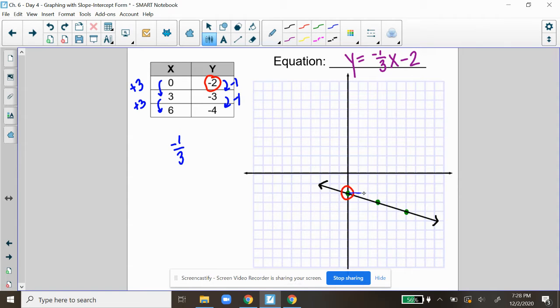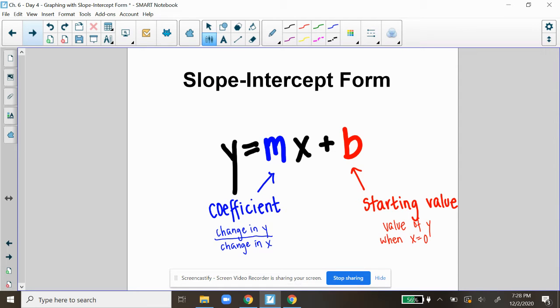Notice here that as I go from one point to the next, I'm going forwards 3 spots. I'm then going down 1 spot. That's how I got my coefficient of negative 1/3. I can check it on the next triangle. I'm going to go forward 3 spots, and I'm going to go down 1 spot. Again, my negative 1/3.